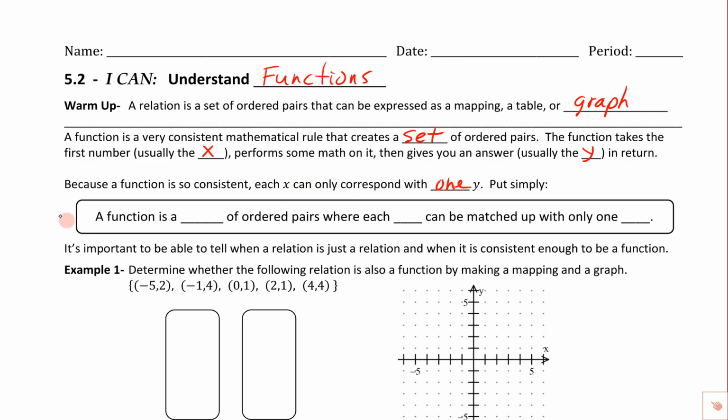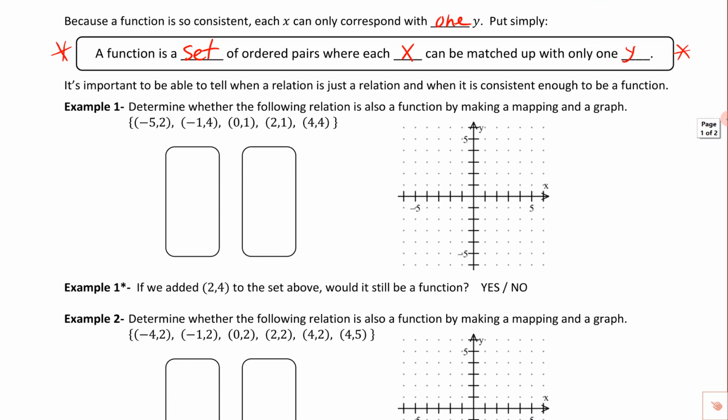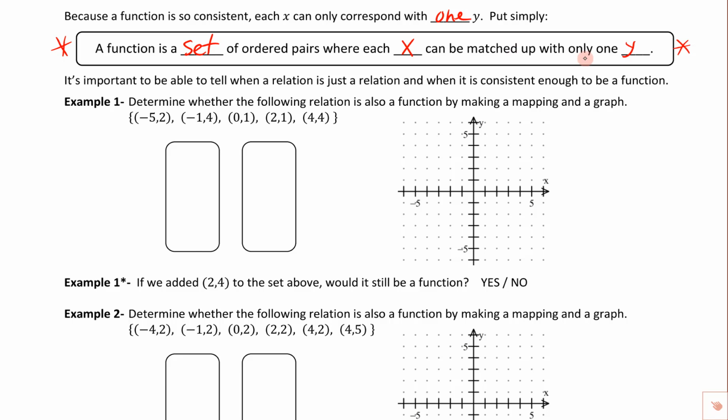So put simply, and this might be something that you want to memorize as far as the definition goes, a function is a set of ordered pairs where each x can be matched up with only one y. Now, it's important to be able to tell when a relation is just a plain old relation and when it is consistent enough, or when it meets this definition of what a function is. And that's what we're going to be doing a lot of in this particular section. So I'm going to slide this down, and we're going to keep that definition in mind. Each x can correspond with or match up with only one y.